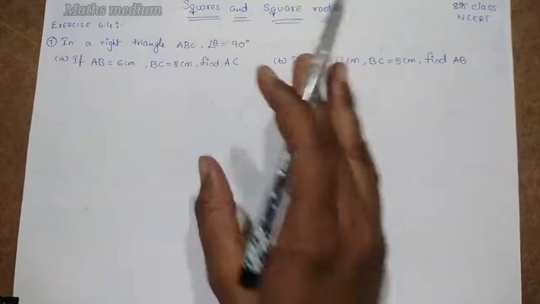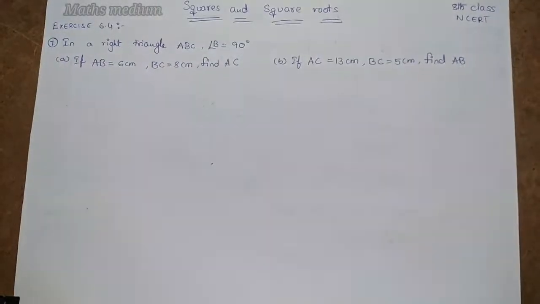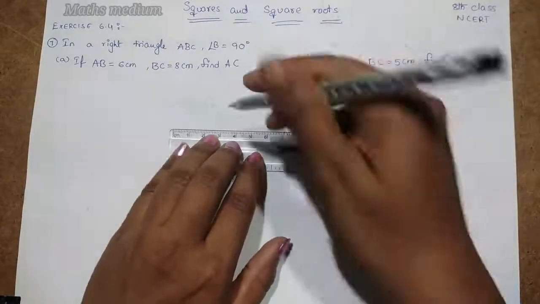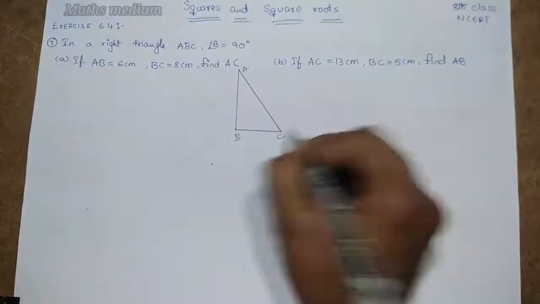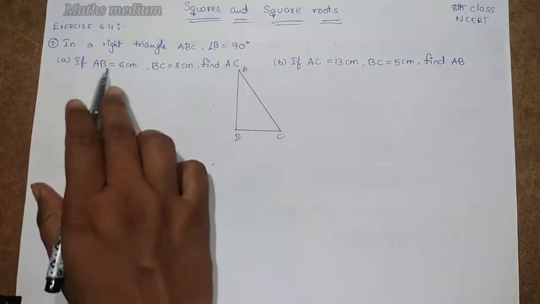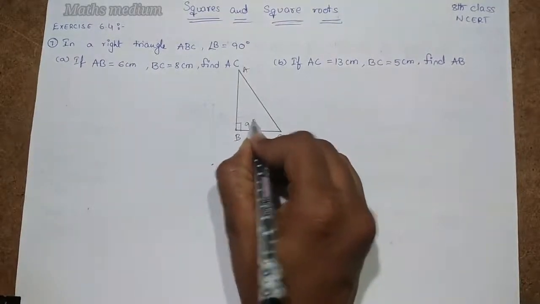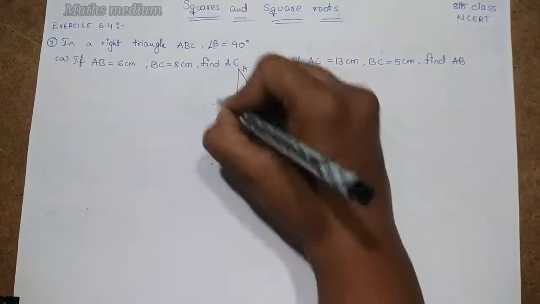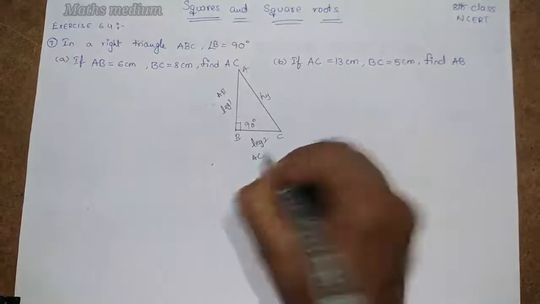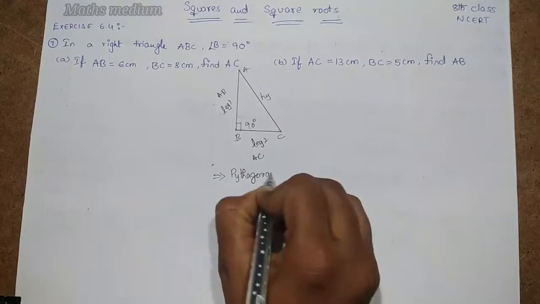This is about the right angle triangle. We know the Pythagoras property in a right angle triangle. So let's take an assumption here. If you take a right angle triangle, let ABC be this. AB is equal to 6 centimeters, angle B is equal to 90 degrees. This is the hypotenuse. This is leg 1. This is leg 2. It means AB. This is AC. From this we can write the Pythagoras property.